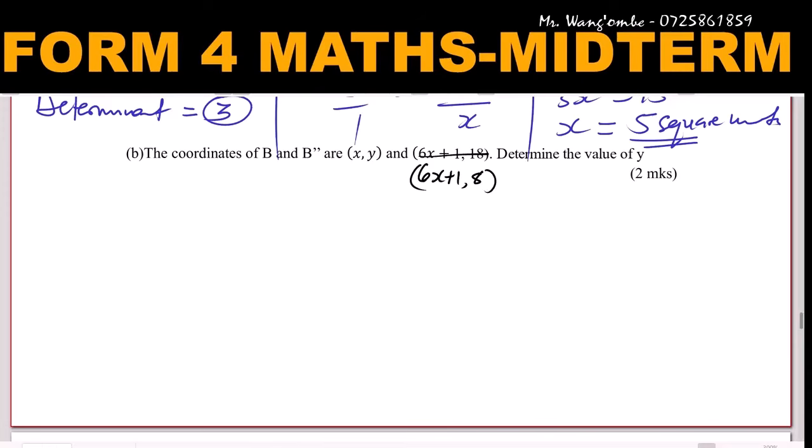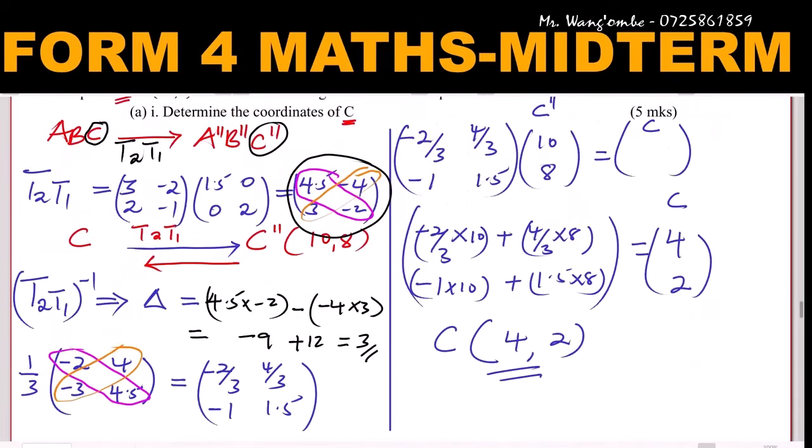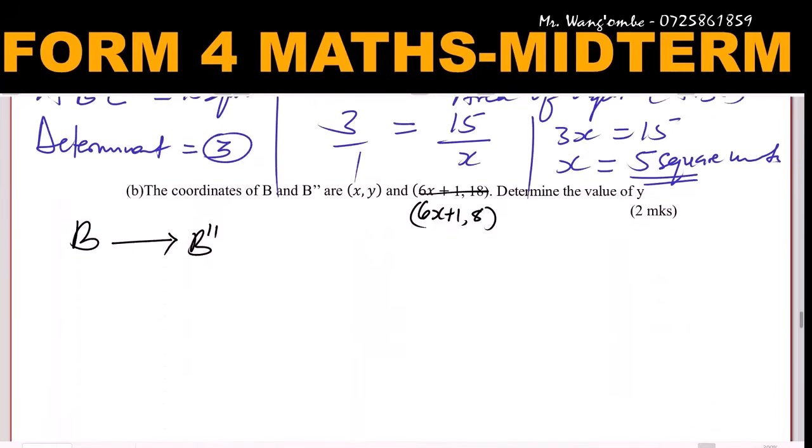Supposed to be like that. So the coordinates of B and B double prime are given there. Determine the value of y. So already we have the matrix that transforms B to B double prime. The matrix is there, and the matrix is this matrix here, T2, T1. Remember that matrix, T2, T1, that single matrix for successive transformation, T2, T1.